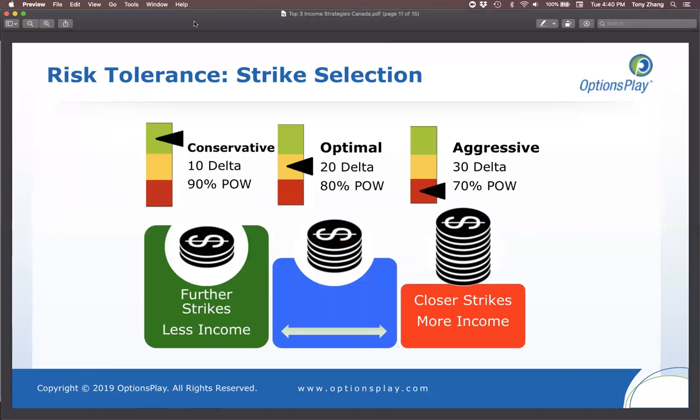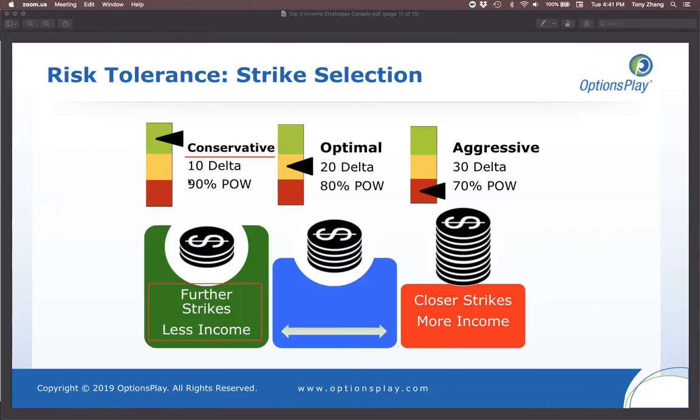When it comes to strike selection, this really depends on how far away you are from the strike prices that you're selling. When you sell strikes that are further away from the current price of the stock, you're going to get less income. We generally call these conservative strikes. These are strikes that generally have a low probability of being hit.